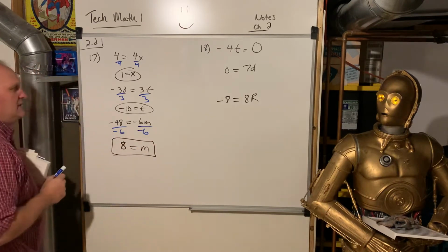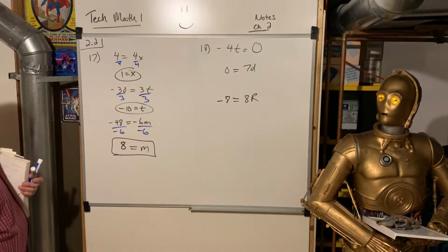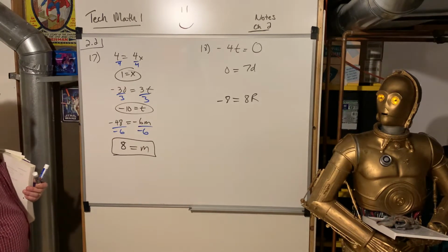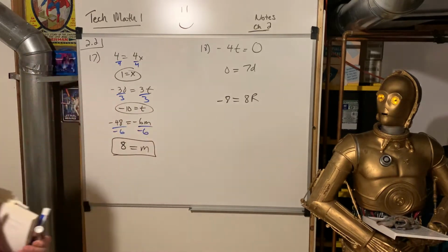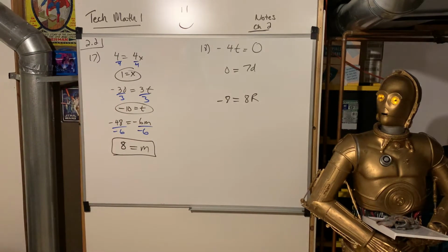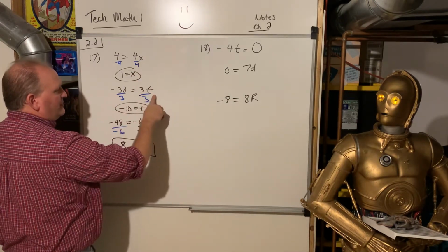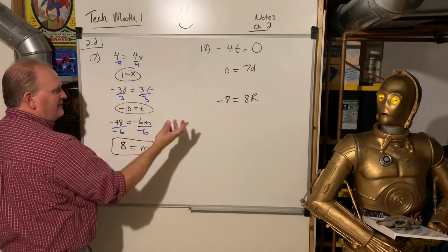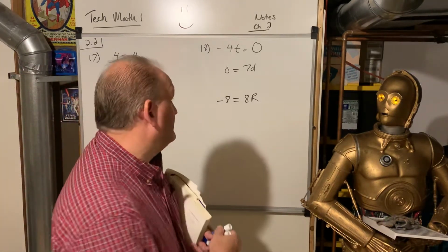Positive 8, right? So, voila, we've got the answers. Now, the question comes up, well, wait. Why didn't I divide by negative 30? You always divide by the number that's in front of the variable. So the variable is always kind of driving our decisions when we're doing problem solving, all right?